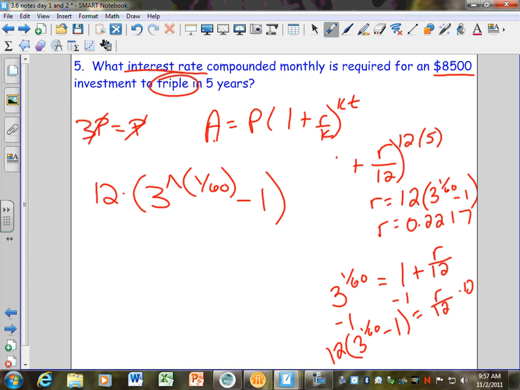Did you get 22.217? And if we're talking about the interest rate, what would the interest rate be? Not even going to be specific and say 22.17%. That's a pretty high interest rate.